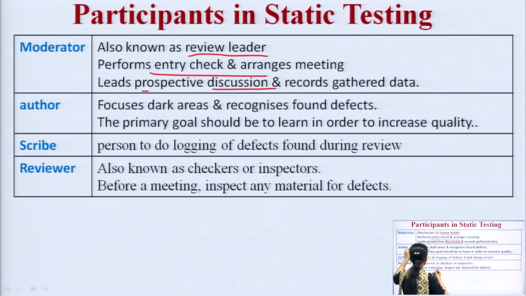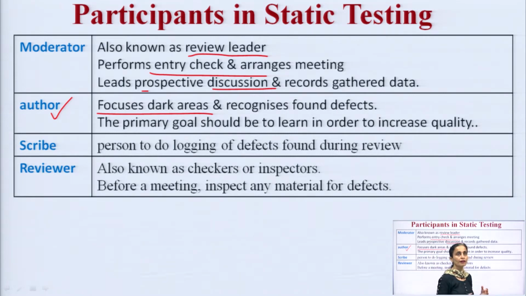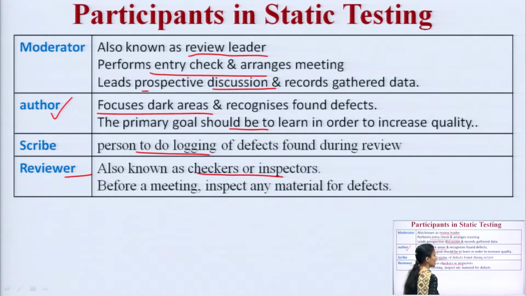Then the task of the author majorly focuses on the unclear ideas, and he recognizes the found defects. The primary goal should be to learn to increase the quality of the software. Then the scribe is a person who does the logging of the defects found during the review. Then the reviewer, also known as the checker or the inspector: before a meeting starts, the task of the reviewer is to inspect any material for defects.